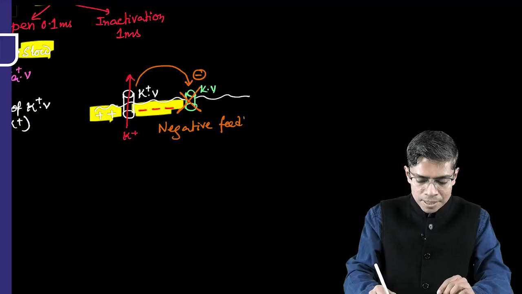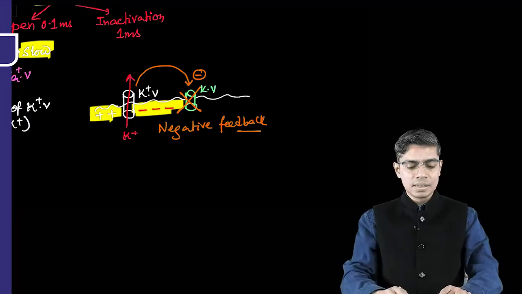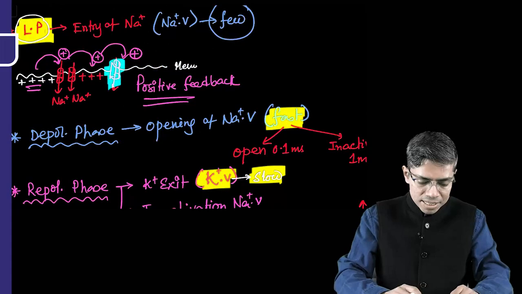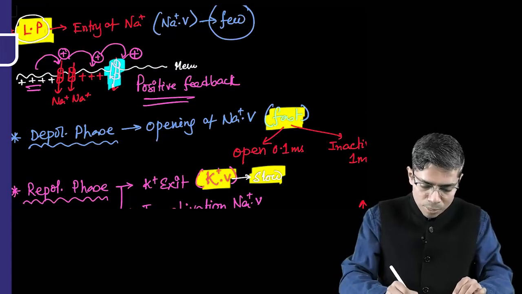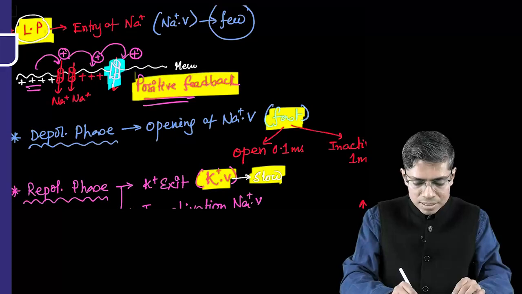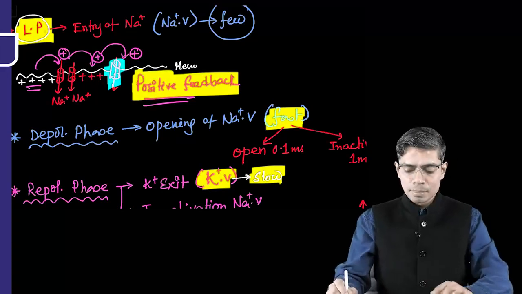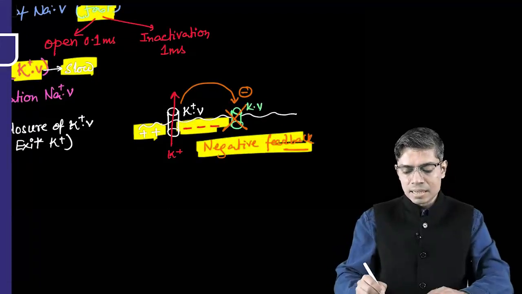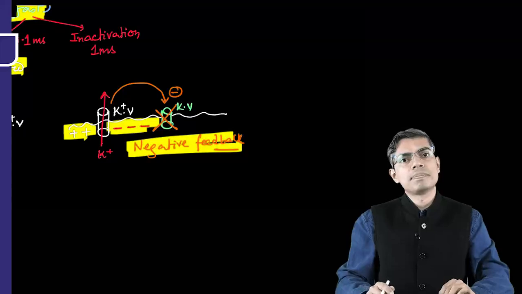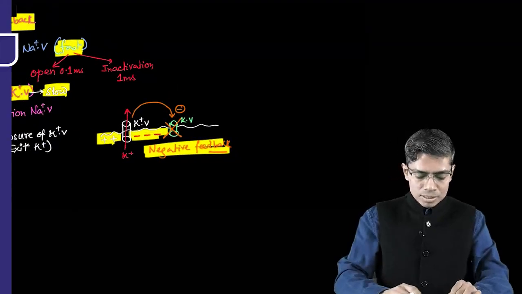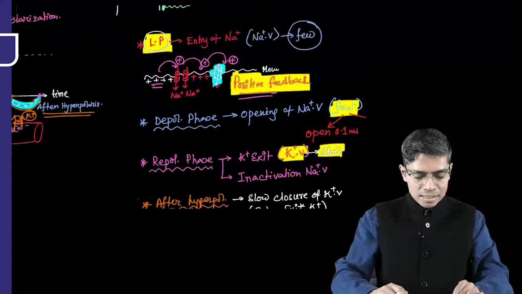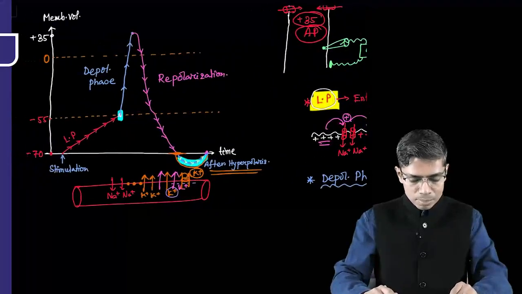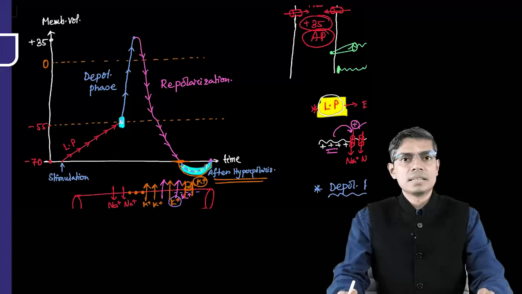Please note down that during action potential, opening up of the voltage gated sodium channel, as I told you already, is a positive feedback phenomenon, but opening up of the voltage gated potassium channel is a negative feedback phenomenon. So this is all about the three major phases of action potential, and you look at the complete diagram of action potential like this.